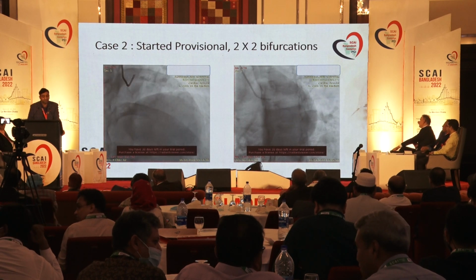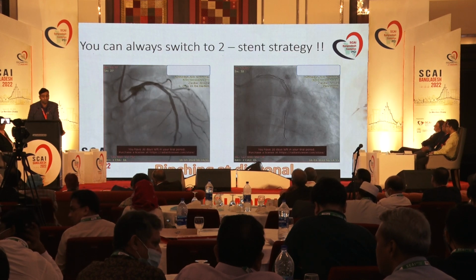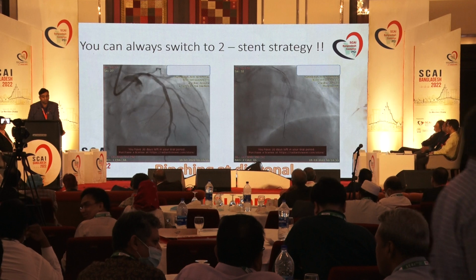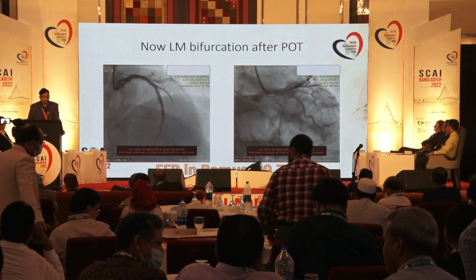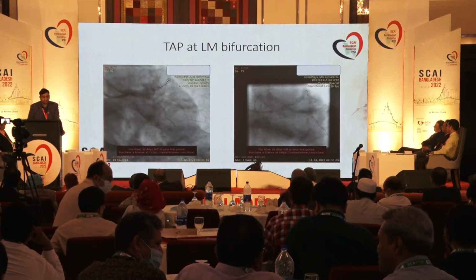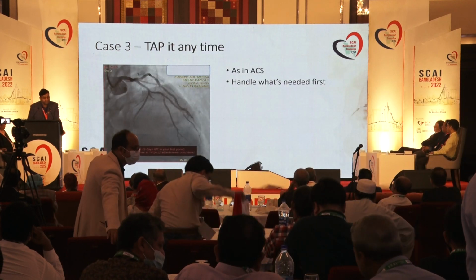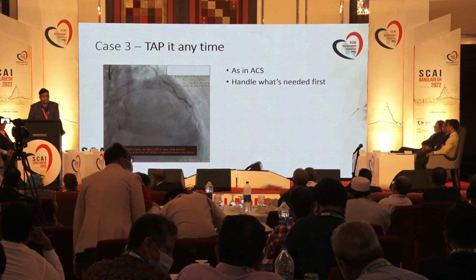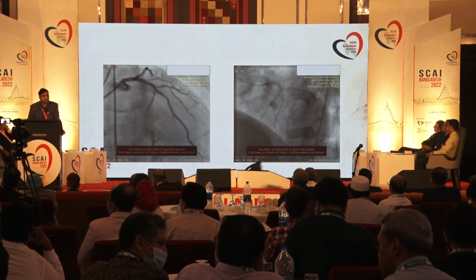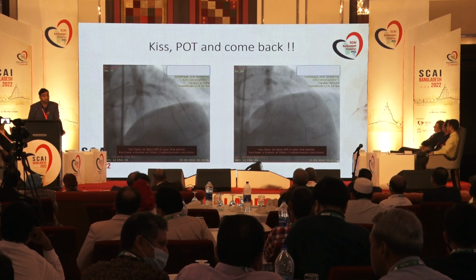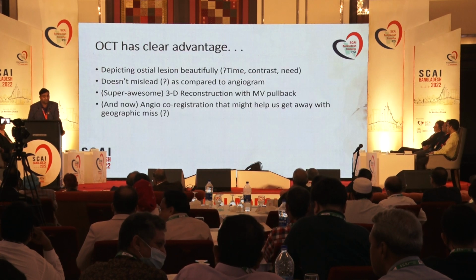This is a provisional strategy where we had to deal with two bifurcations, an LAD diagonal as well as a left main to left circumflex bifurcation including the ramus as well as LCX posterior. And we did it without the imaging. This is just to exemplify that we can predict what is being done with just angiography and stent boost. And it is more important to handle the ACS or the current situation in the main branch rather than just spend our time over imaging. We can always go back to imaging as and when needed.